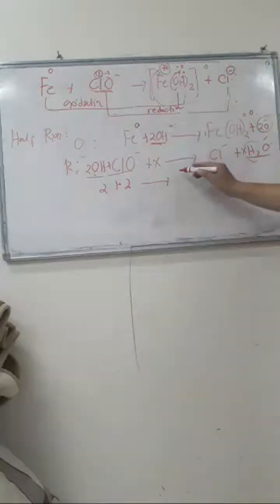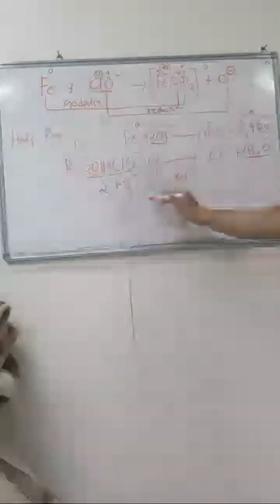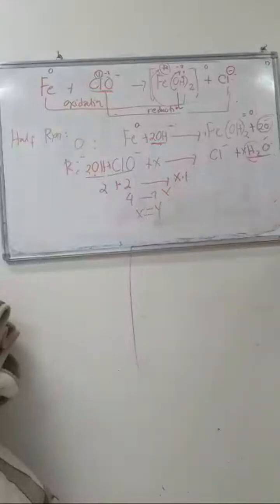So it's like X times 1, because there's no subscript of oxygen in the water molecule. Now it says 2 plus 2 is equal to 4 is equal to X times 1, which is X. So X is equal to 4. So put 4 here in the water. Because this is the deficiency, our oxygen is balanced now.